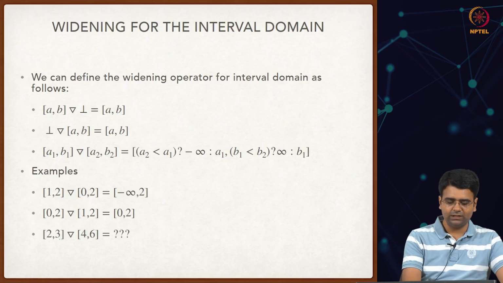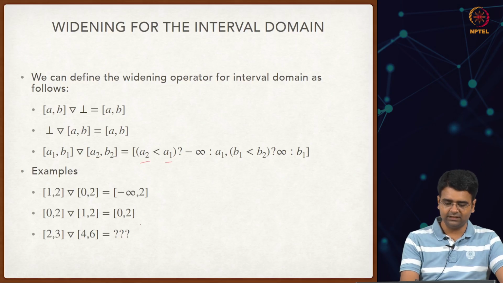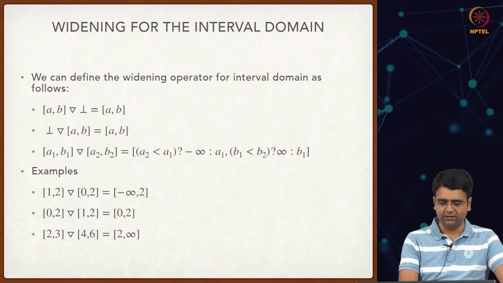Let us do one more example. So what about this 2 3 and 4 6? So again you ask for the lower bound, is 4 less than 2? So 4 is a2 and 2 is a1, so 4 is actually not less than 2. So therefore this will remain 2, and for 3 and 6 you ask whether b1 is less than b2. So 3 is actually less than 6, so therefore this will become infinity. So you will get 2 comma infinity.